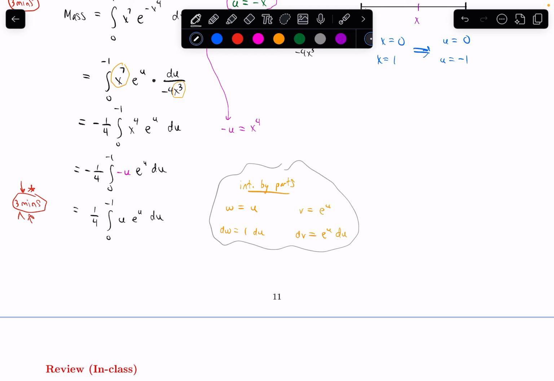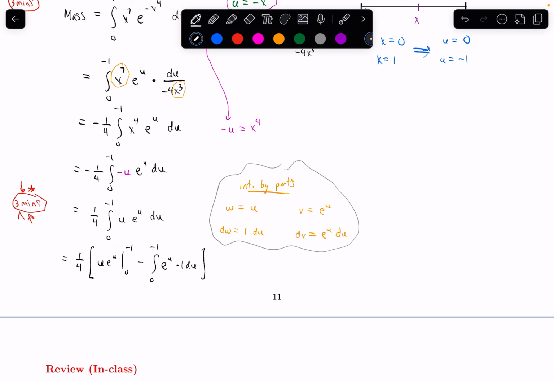All right, so now let's do this antiderivative. I have the 1/4 in front. Big bracket. Integration by parts says, instead of uv, now it's w times v, which is u times e to the u, plugging in the 0 and the -1, minus the integral from 0 to -1 of v dw. So that's e to the u times 1 du. Close that bracket.